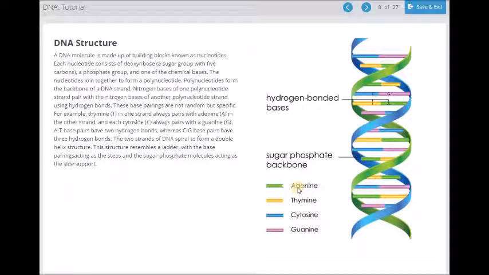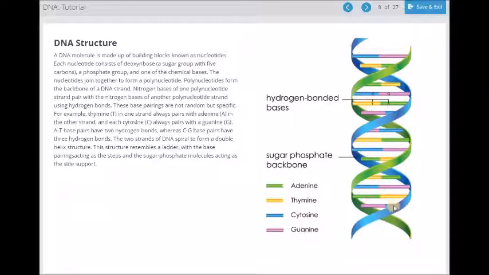Each nucleotide, like the little green guy here, this adenine, is a nucleotide. It's got two parts. It's got a phosphate group right here, and this is the chemical base. And on the back side is a sugar, believe it or not, called deoxyribose. So we've got some deoxyribose there and some phosphate there, and then the base right there. That's called the base. That's why these are called base pairs, because there are two bases stuck together.